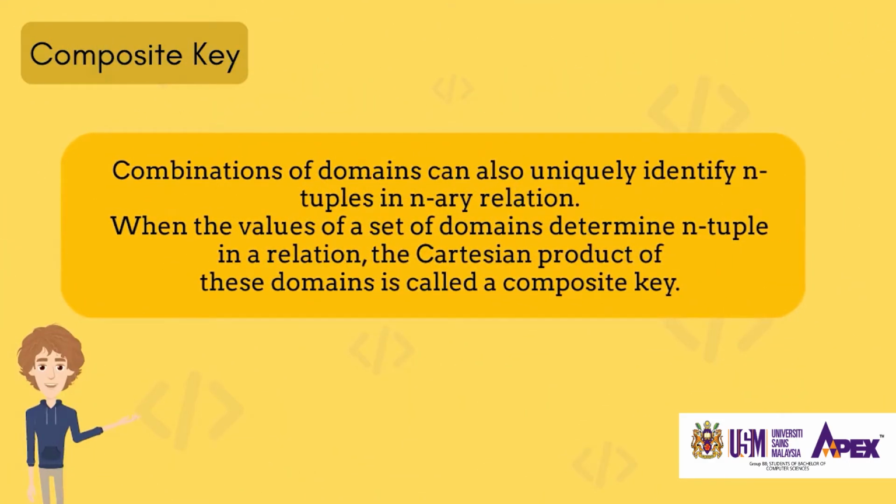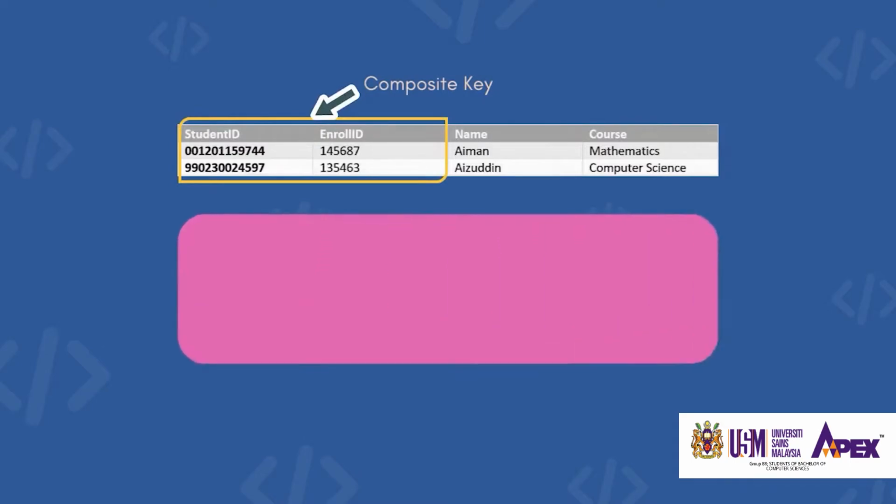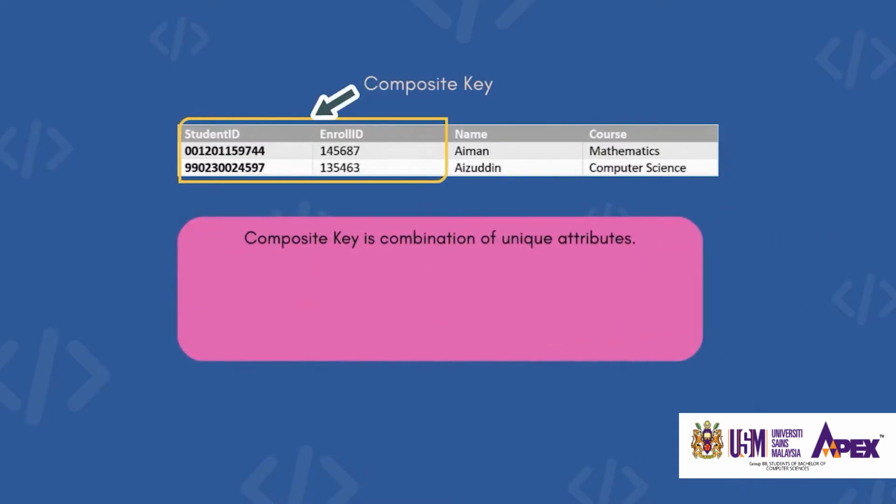Composite key. A composite key is a combination of domains that can also uniquely identify a tuple in an n-ary relation. When the value of a set of domains determines a tuple in a relation, the Cartesian product of these domains is called a composite key. For example, in this table, student ID and enroll ID have unique values. This is because a composite key is a combination of unique attributes. Student ID and enroll ID are both unique, so they are a composite key.